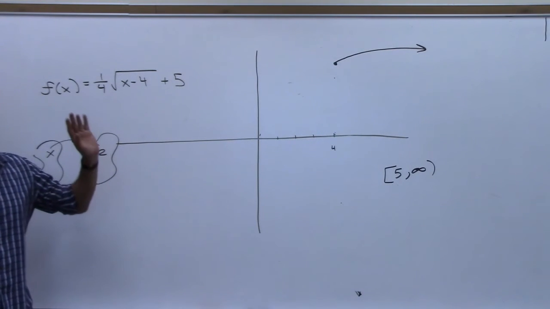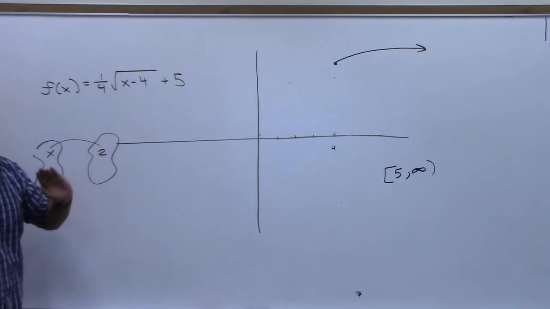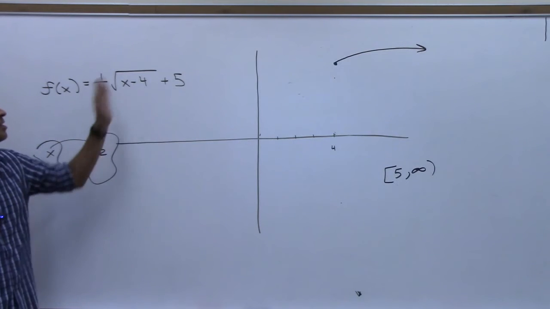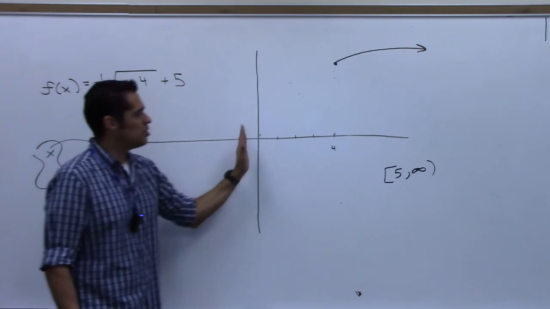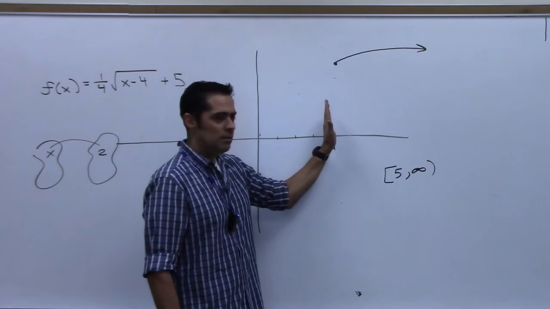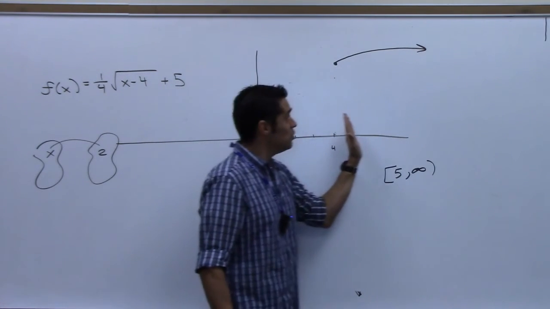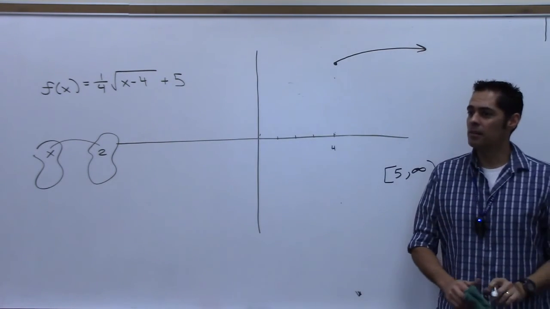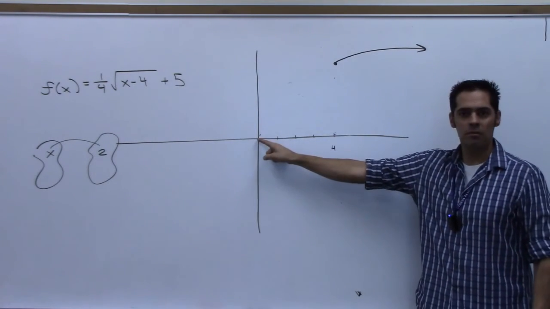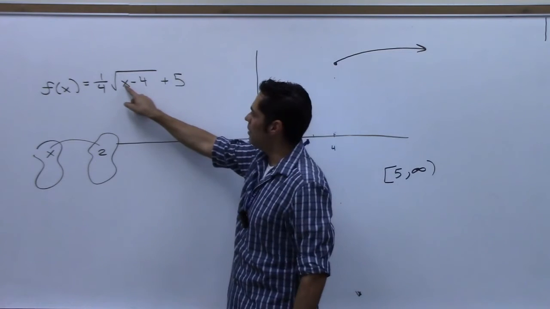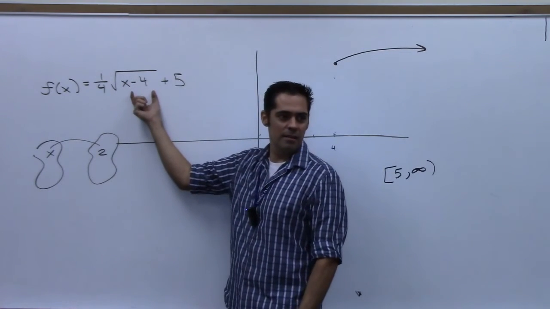Can I plug 0 into this function? Can I plug 0 in? Yes. What's your domain? 4 to infinity. Right? Can you plug in 0 into this function? No. Look. Plug 0 in, what do you get? Square root negative 4. Oops, can't do that.